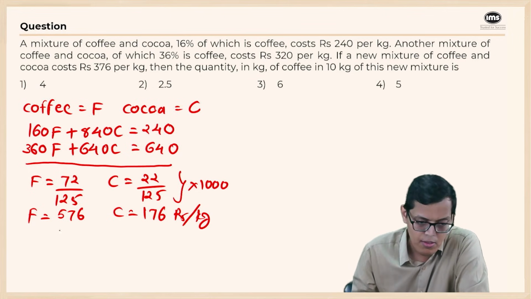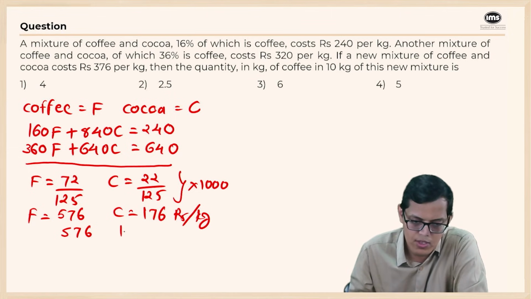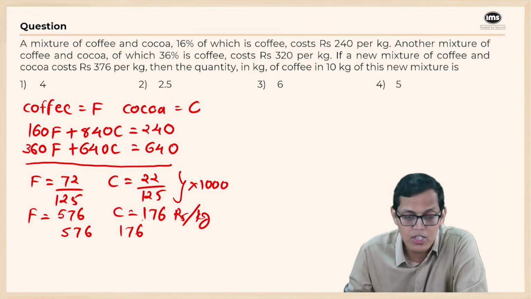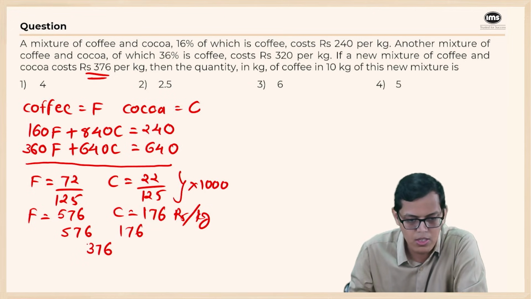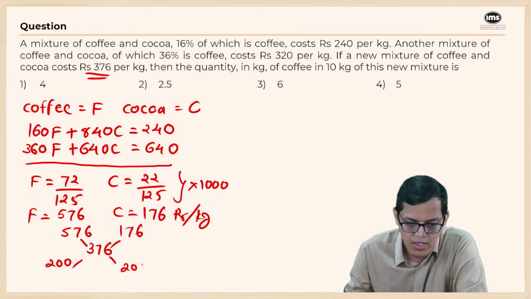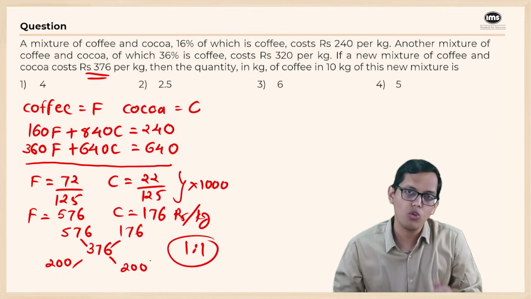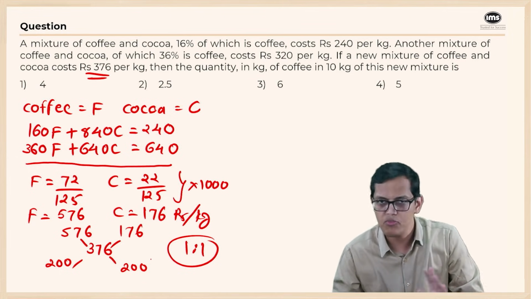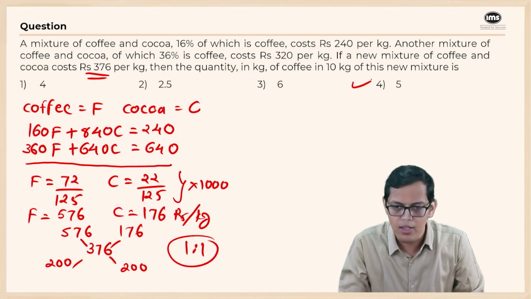Here's the last step here. We are mixing something that is costing 576 per kg with something that is costing 176 per kg to create a mixture that costs us 376 per kg. So here it's time for alligation, everybody, and thankfully the difference is very simple, 200 and 200, that is 1:1. So we have concluded that the final mixture should have coffee and cocoa in the same ratio, 50% 50%, and it was of 10 kg. So answer here is definitely 5 kg.